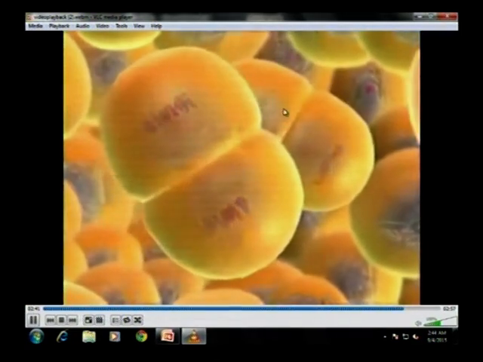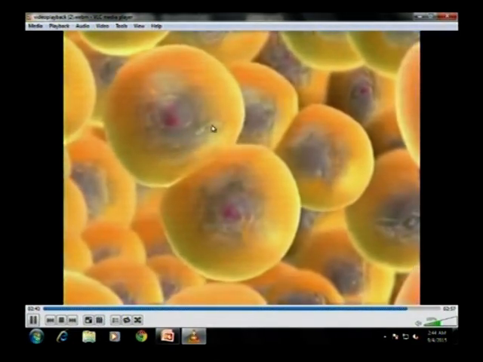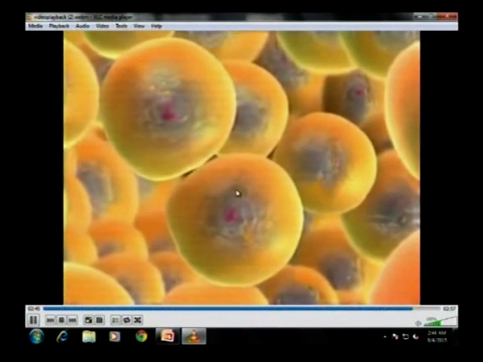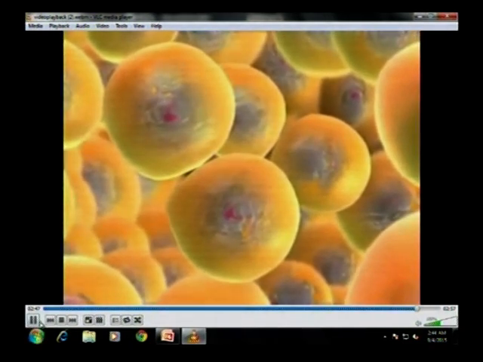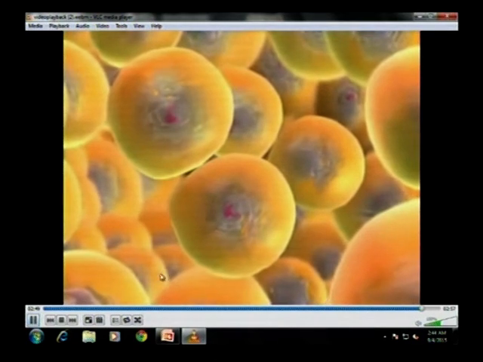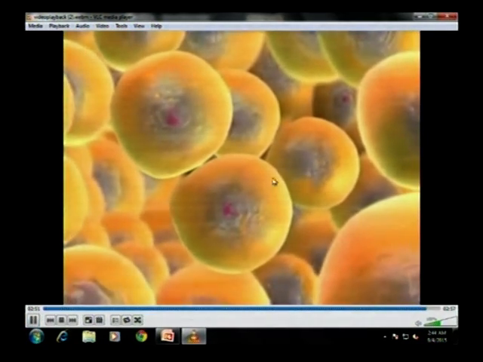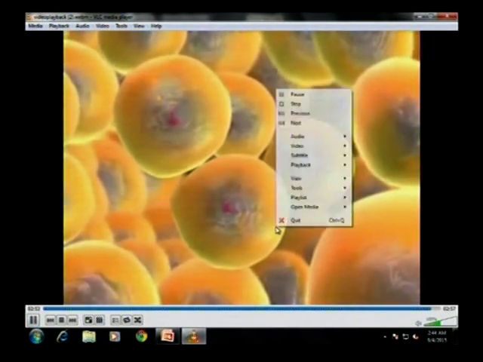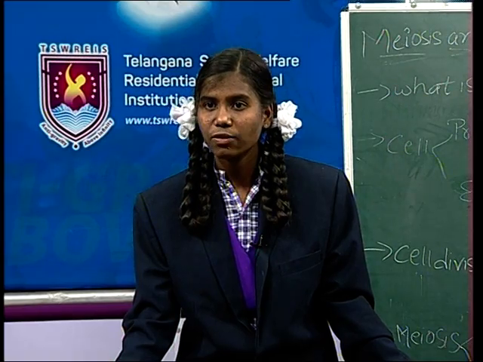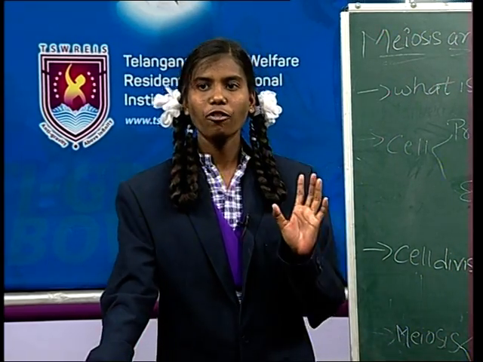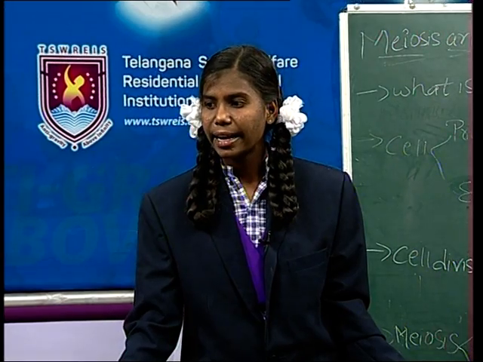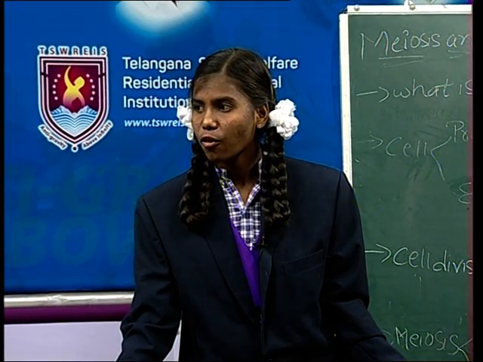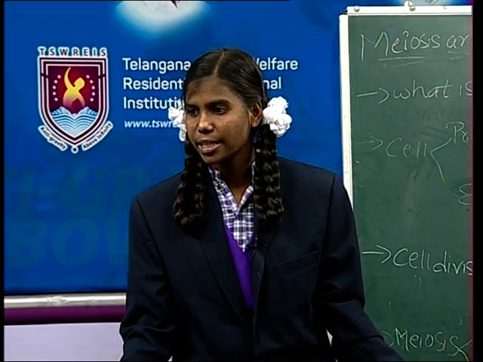See here friends, we can observe 4 haploid cells are formed. This is the end result of meiosis II. See friends, the end result of meiosis I is formation of 2 haploid cells and the end result of meiosis II is formation of 4 haploid cells.